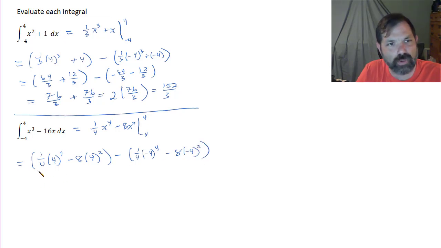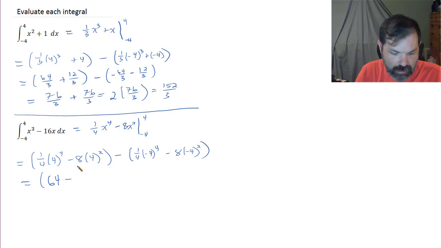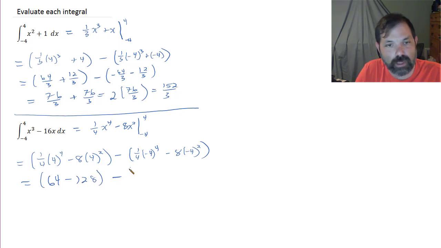All right, so let's see, 4 to the 4th is 64 times 4, 256 divided by 4. So that would be 64 minus 8 times 16, minus 128, minus, well, that would be a negative 64. No, that would also be a 64. It wouldn't be negative in this case because negative 4 to the fourth is positive. So that would be a 64 minus 8 times 16 is again 128.